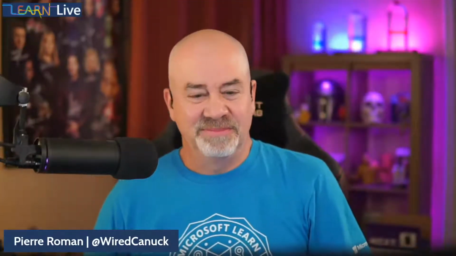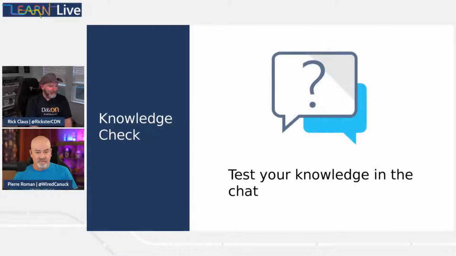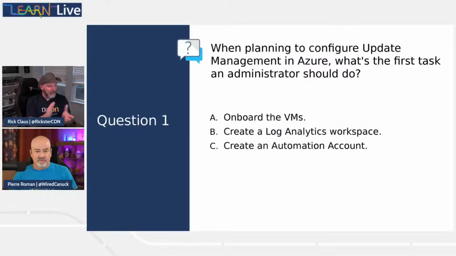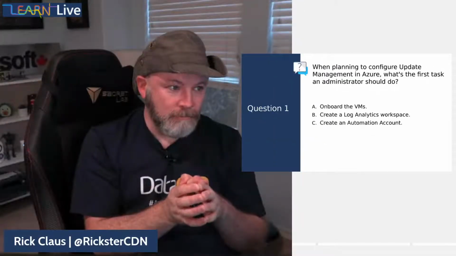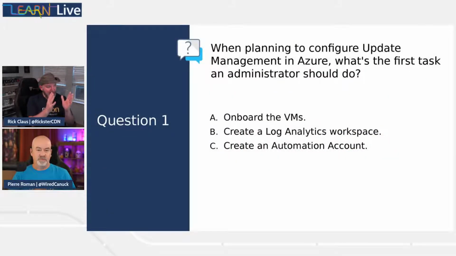You got it. Let's take a look at the knowledge check, my friend. Testing your knowledge. This one's yours, you asked this one. So when planning to configure update management in Azure, what is the first task for the administrator to do? You leave the question up so I can see it. The answer is going to be either A, onboard your VMs into it, B, create a log analytics workspace, or C, create the automation account.